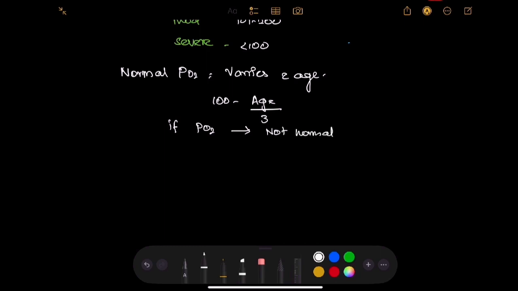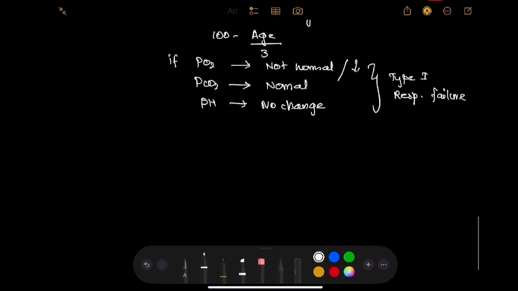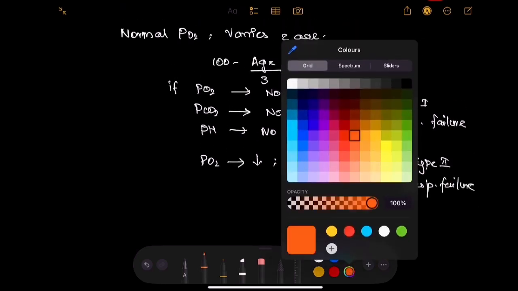If PO2 is not normal, with PO2 and PCO2 varying but with normal pH, then we call it respiratory failure. In type 1 respiratory failure, PO2 will be low and PCO2 will be normal, and there won't be any change in pH. In type 2 respiratory failure, there will be an increase in PCO2 and a decrease in PO2 with no change in pH.